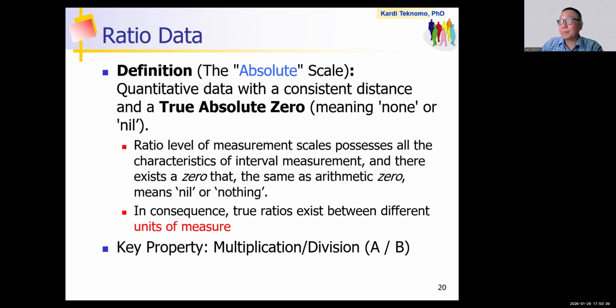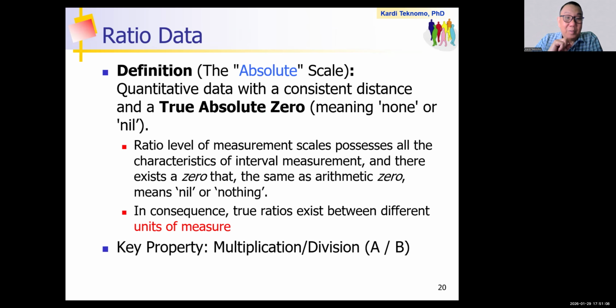Okay, so usually ratio data have a unit of measurement. In this case, you can multiply, you can divide. Okay, why do we discuss all of this? Because based on the data type or measurable scale, your analysis changes.